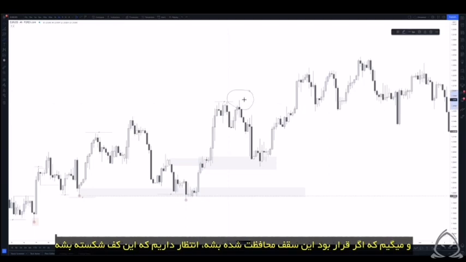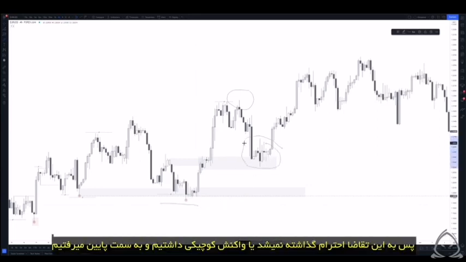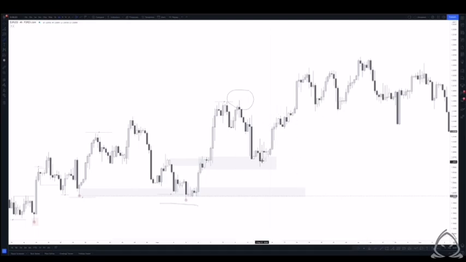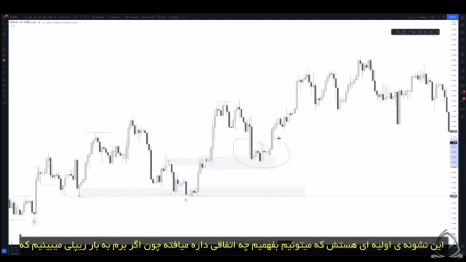And what we can see is if this high was to actually be created as protected, we would expect this low to fail. Therefore, this demand zone would not even be respected in the slightest, or we'd get a very small reaction and then price would continue to move to the downside. But as we can see, that doesn't happen. So this is an initial interpretation of what we can begin to be looking at.